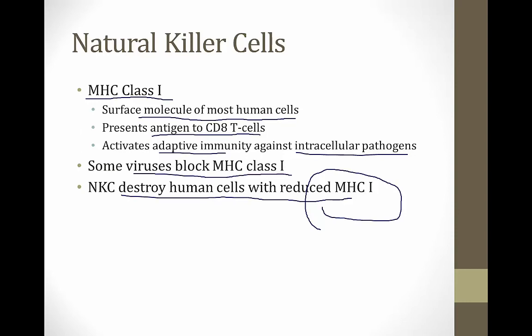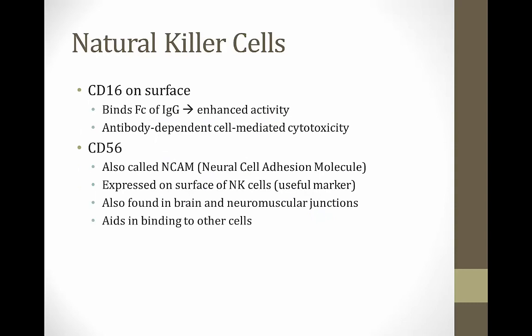There are two important surface molecules on the surface of natural killer cells. The first one is called CD16. This binds to the Fc portion of IgG antibodies. We'll talk more about IgG antibodies in the module on B cells, but for now, just know that it has an Fc portion to the antibody, and this can bind CD16 and natural killer cells and lead to enhanced activity of the NK cells.